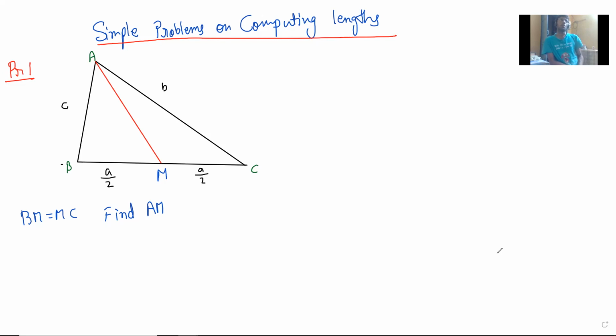So you see how little we know about computing lengths, at least that we realize. It's like the Pythagoras theorem is our only way most of the time, right? At least till now. It's the only way for us.